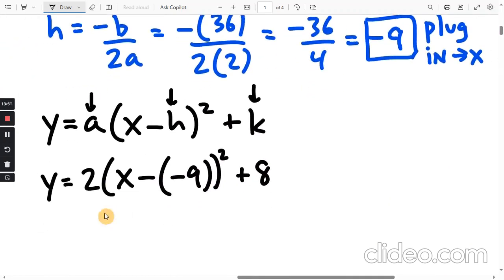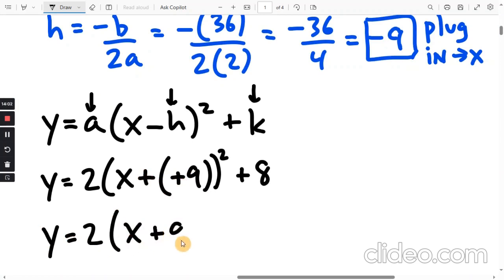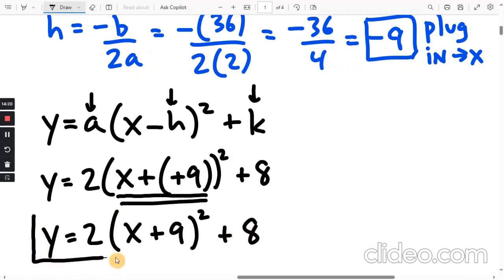And now we can clean this up. Y equals 2. The 2 negatives in a row make it positive. So that's going to be x plus 9 squared. See this squared? The negative 9 is not squared. This whole thing in parentheses is squared. So the 2 negatives made it positive, and that's x plus 9 squared. And then we have plus 8 on the end. Final answer.